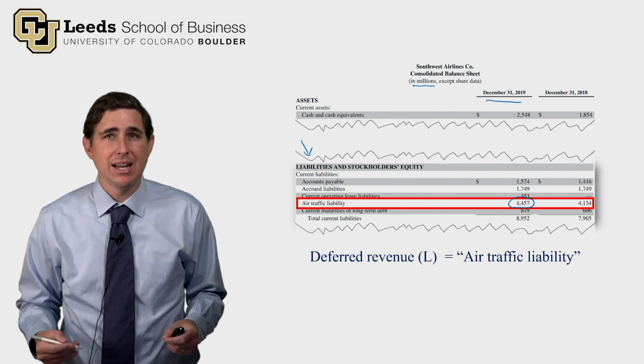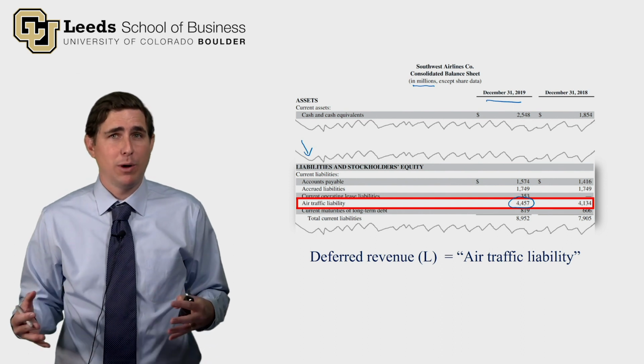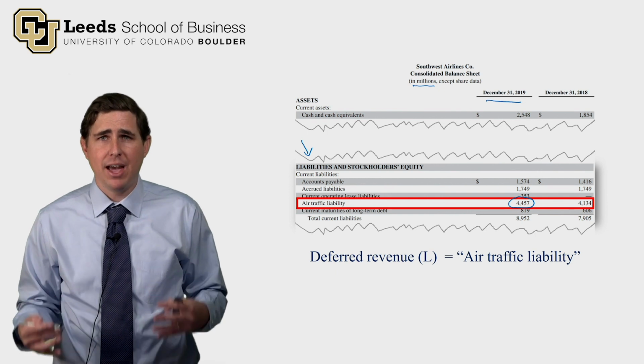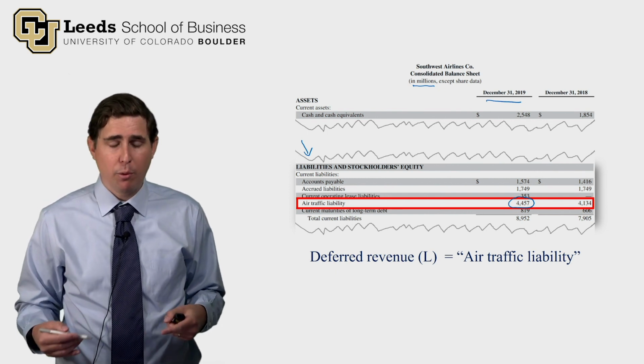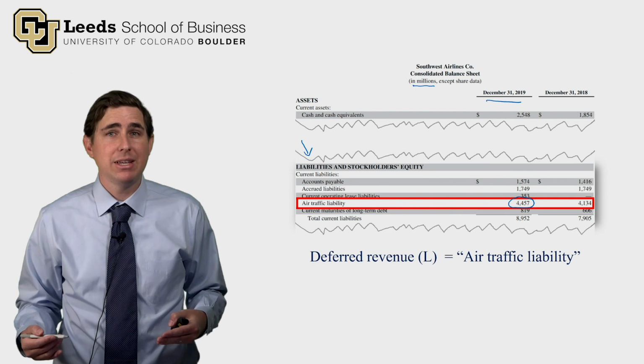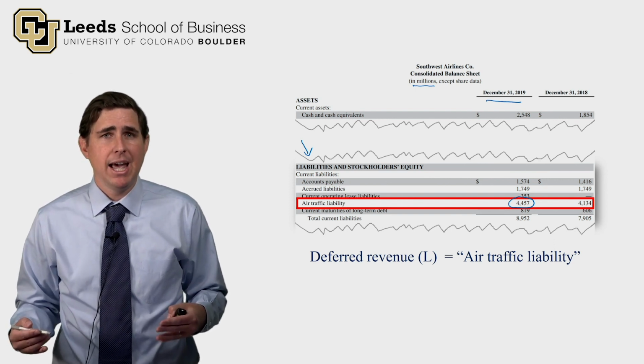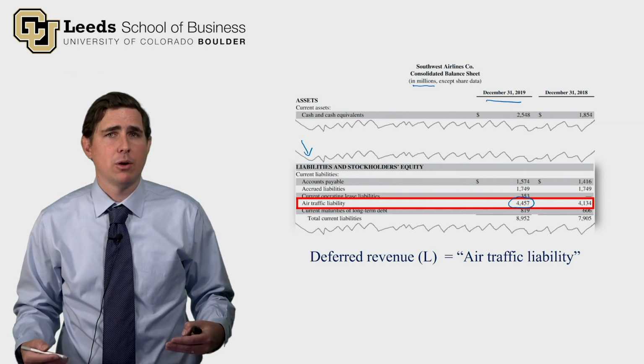What does that mean? That means that sometime during 2019 probably, customers paid Southwest a ton of cash. Southwest got $4.5 billion in cash, and they haven't flown those people to their destination yet. And so they've got this obligation that they're showing on their balance sheet.